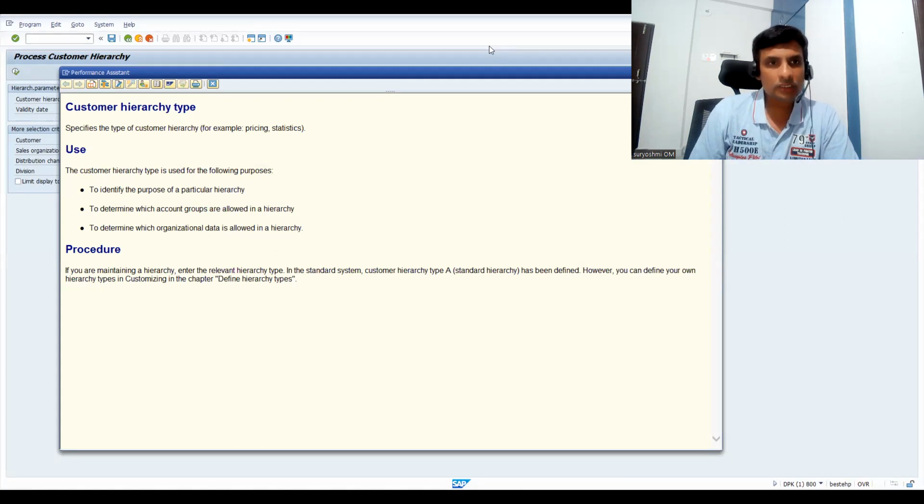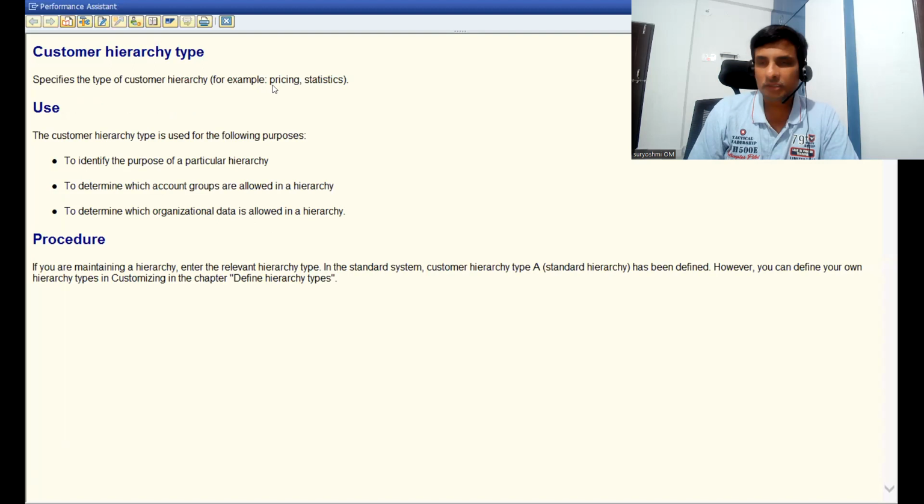Okay, this is the help. Specify the customer hierarchy, pricing or statistics. Statistics, what? So he told about his own language. This is hierarchy structure, that's what I'm talking about. This is pricing. The customer hierarchy type is used for the following purposes.